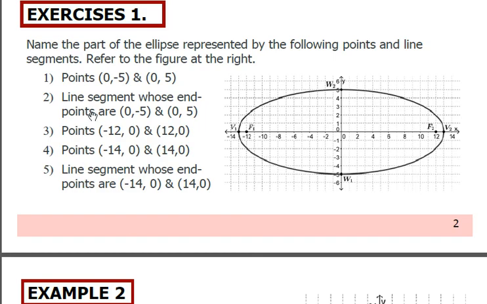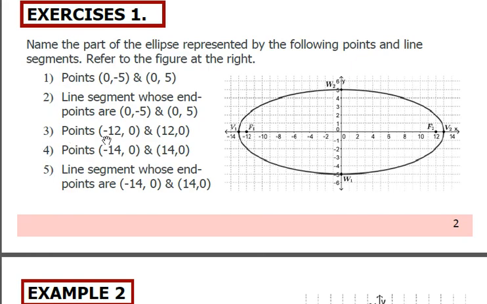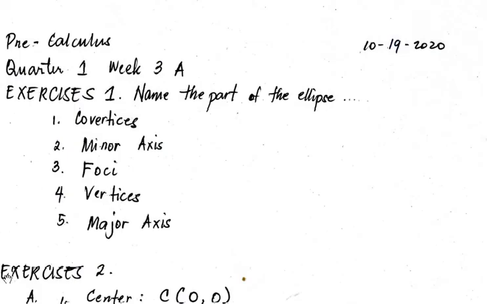For number 2, the line segment whose endpoints are the co-vertices. So we have the minor axis. For number 3, the points -12, 0 and 12, 0. So F1 here and F2, they are what we call foci.